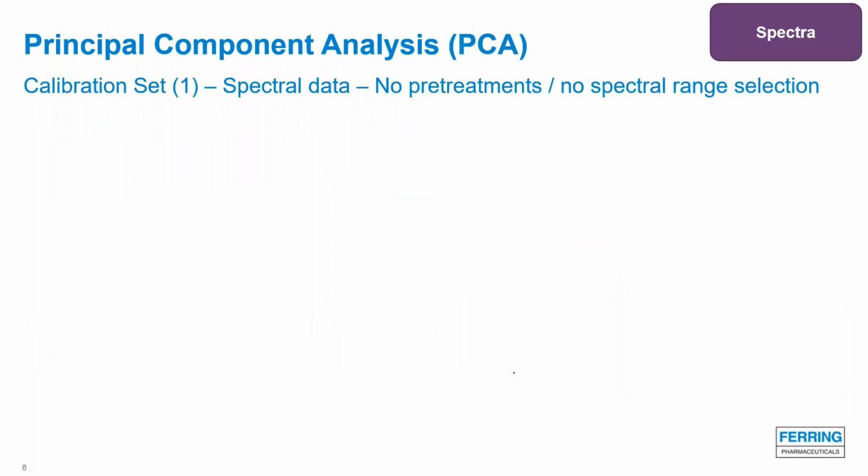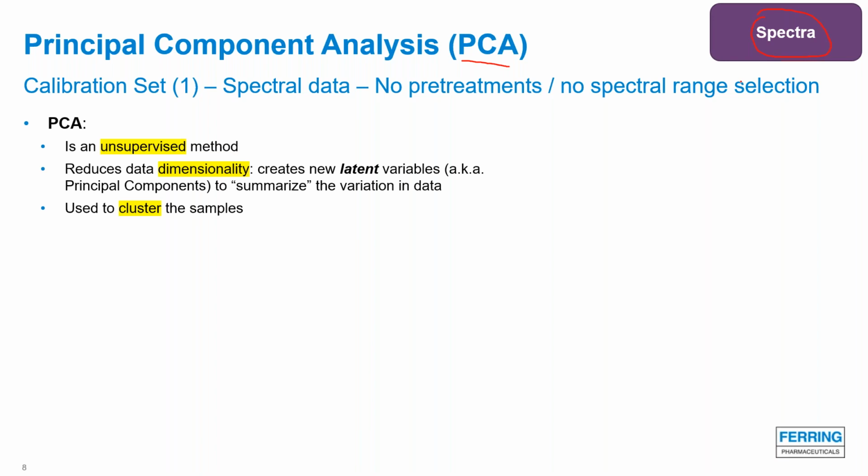I will be describing now two tools in multivariate analysis that we have used. The first one is called Principal Component Analysis, PCA. And actually, we will only use the spectral data. We will not use the information about the level of concentration of the component. So PCA is, for that reason, called an unsupervised method. We will only use spectra. We will not use the information about the content of the different components.